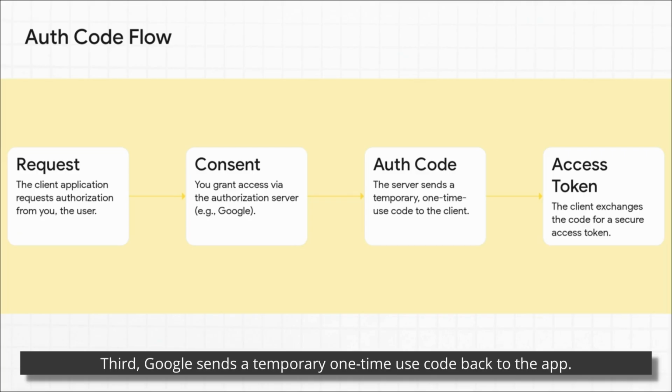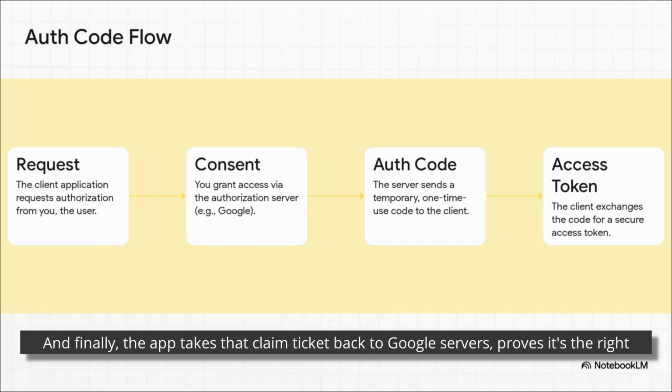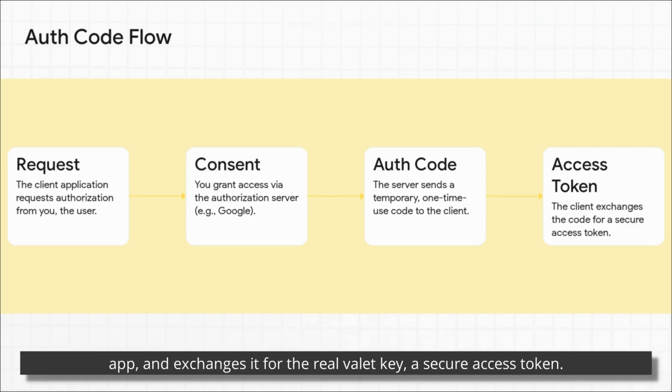Third, Google sends a temporary one-time use code back to the app. Now, this isn't the final key, it's more like a claim ticket. And finally, the app takes that claim ticket back to Google's servers, proves it's the right app, and exchanges it for the real valet key, a secure access token.